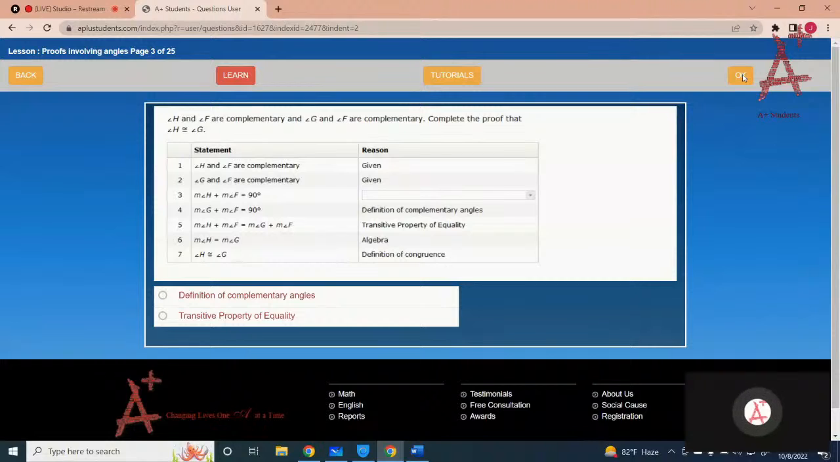We know that when you add the measurement of angle H and the measurement of angle F, that equals 90. That is the definition of complementary angles. Got it? So the correct option is the definition of complementary angles. Got it?